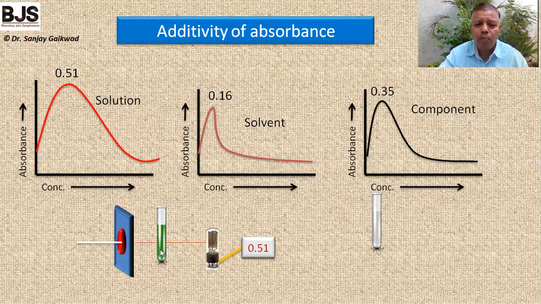Therefore, by the component only, we can subtract this. Because of the additivity property of the absorbance, we observed that 0.35 is due to only the component. But if we make this solvent 0.16 as a zero absorbance initially, that is 100% transmittance, then we observe that instead of 0.51 reading, the absorbance is 0.35, and therefore absorbance is an additive property we can get.